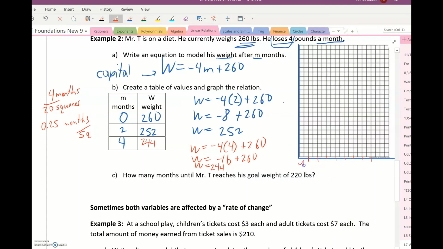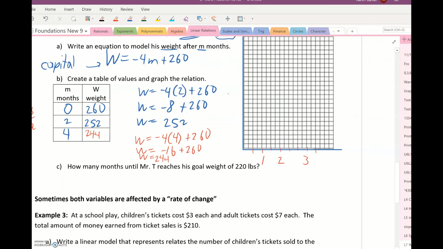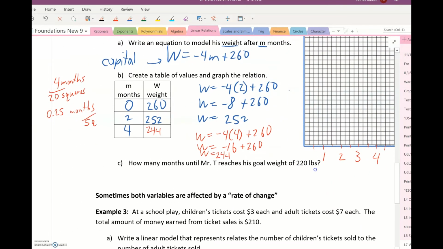So now we have 0.25, 0.5, 0.75, 1. So we can continue that every 4 squares. 1, 2, 3, 4. There's 2 months. 1, 2, 3, 4. There's 3 months. And 1, 2, 3, 4. There's 4 months. Nope, I miscounted somewhere. 1, 2, this is 3 here, and this is 4 there. Now you can see instead of being scrunched in here, now it's spread out further, a better graph. So sometimes you have to repick your scale. I just rounded up way too high.